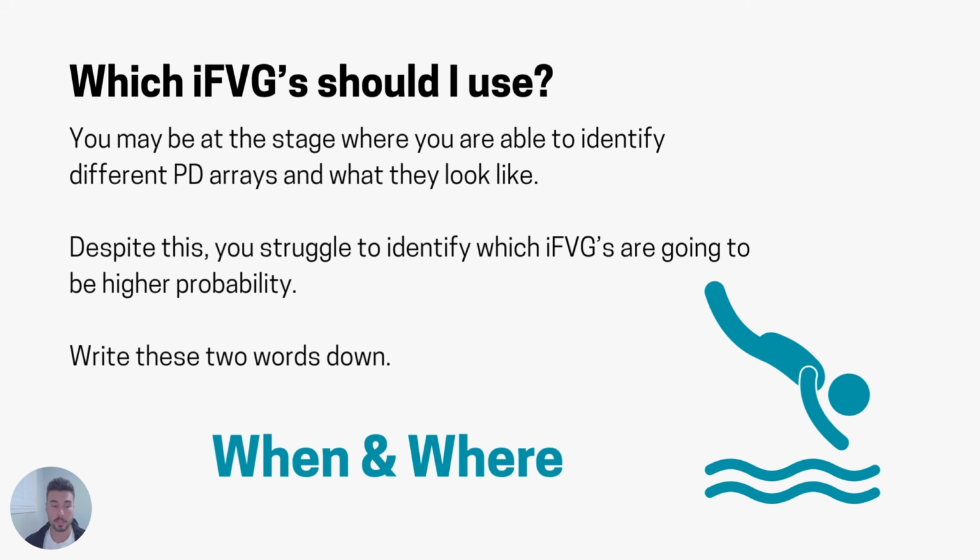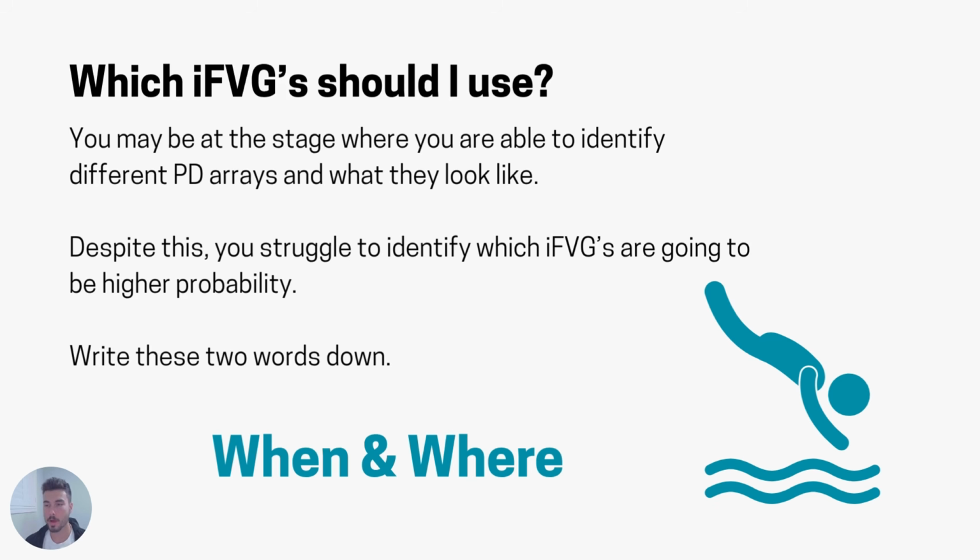Because a lot of people, and this might be you, if you're listening to this video, are at the stage where you're able to identify these things. You're able to identify what an inverse is. You're able to identify what's a market structure shift, what's a sweep of liquidity, fair value gaps. But the middle point, which a lot of people struggle with, is despite being able to identify these things, you struggle to identify which inversions are going to be higher probability.